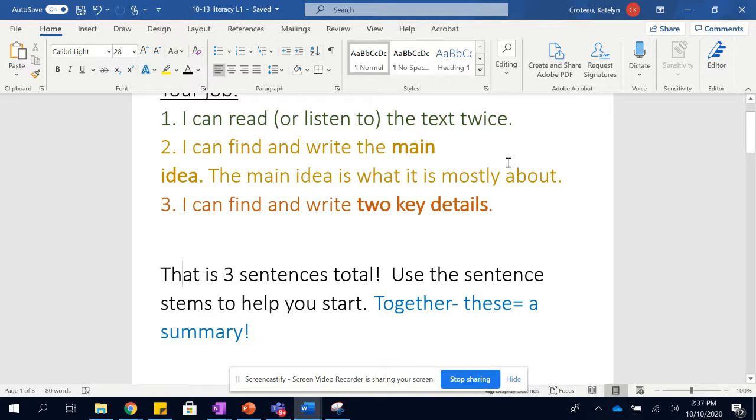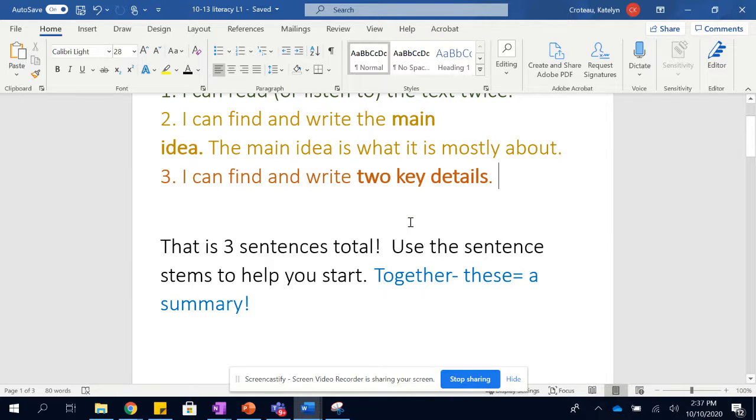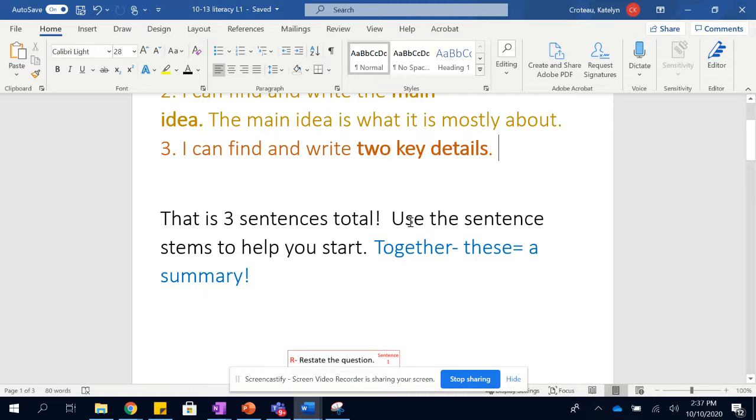What is the text mostly about? After you've done that, you need to find and write two key details, two key detail sentences. Okay? You could highlight it first and then write it. It's up to you, but two separate key detail sentences. That is 3 sentences total.